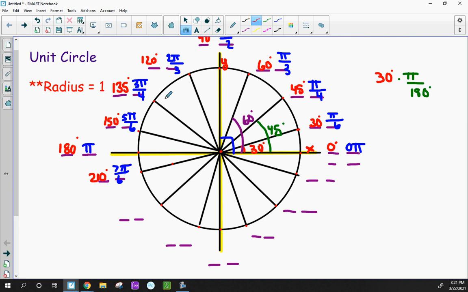Next, I've taken 180, I've added 30, now I add 15. Next pattern is 15. 210 plus 15 is 225 degrees. At 225 degrees, your radian measure is going to be 5 pi over 4.